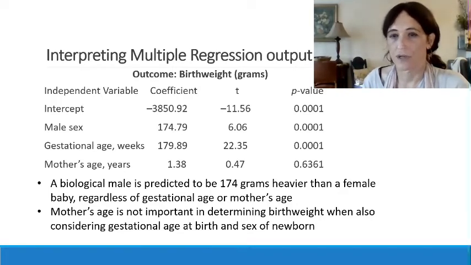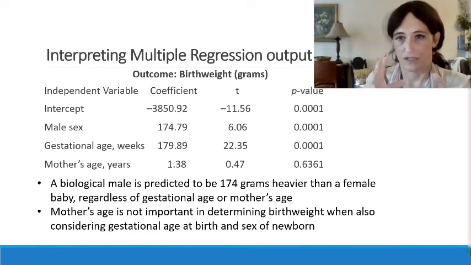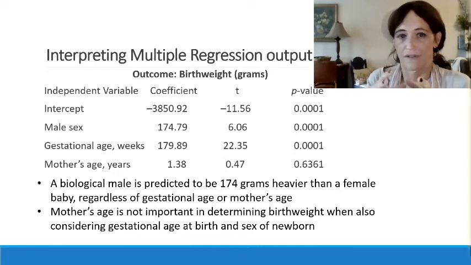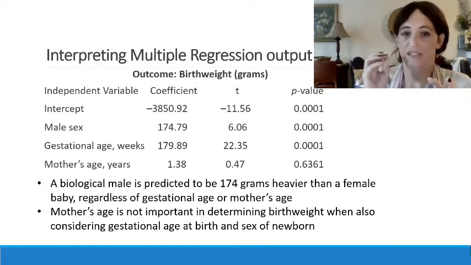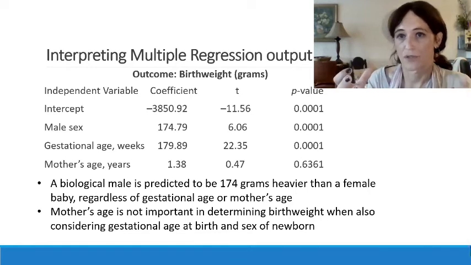Another way to interpret this model. Again, we're saying that each coefficient is conditioned on the presence of the other variables in the model. So a biological male at birth is predicted to be 174 grams heavier than a female baby, regardless of gestational age or mother's age. And that would be an appropriate way to interpret this because, again, we've included gestational age and mother's age. So to talk about the male sex coefficient independently is somewhat erroneous.